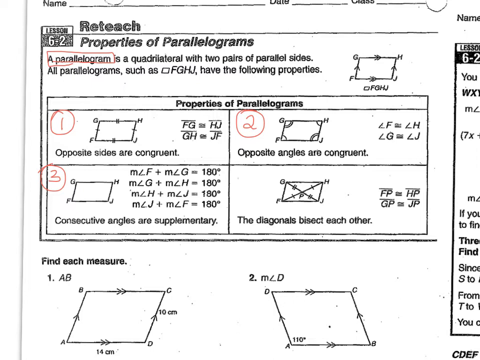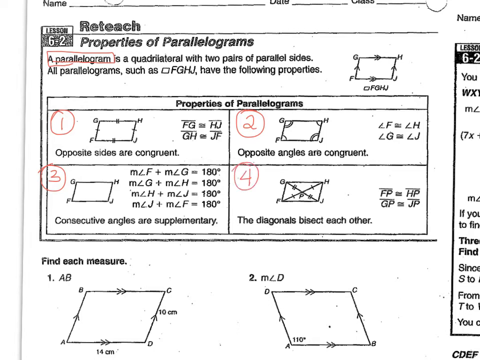An example of that could be if G is 150, F is 30, H is 30, and J is 150. As you can see, 150 and 30 is 180. 30 and 150 is 180. And 150 and 30 would be 180. So if you have a case like that, then you can say that the quadrilateral is a parallelogram.